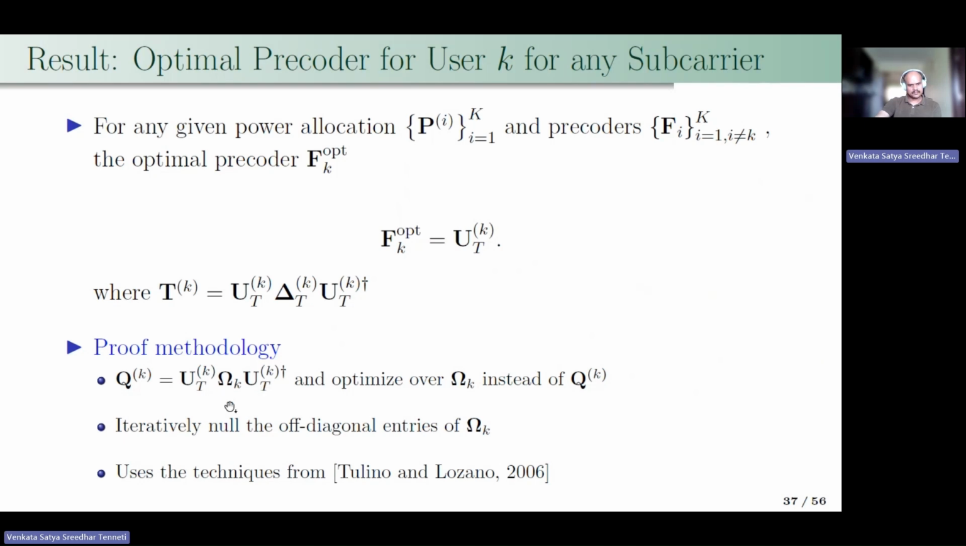Iteratively, we'll null the off-diagonal elements of Omega_K and show that the ergodic capacity increases with each iteration. Finally, when the matrix Omega_K is diagonal, we show that the ergodic capacity is maximum. That says that U_K is the optimum precoder for user K. We have used the techniques from Tulino and Lozano, but they have not incorporated INI and ICI in their analysis.